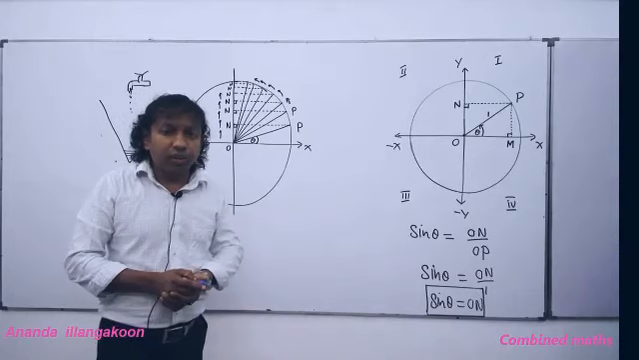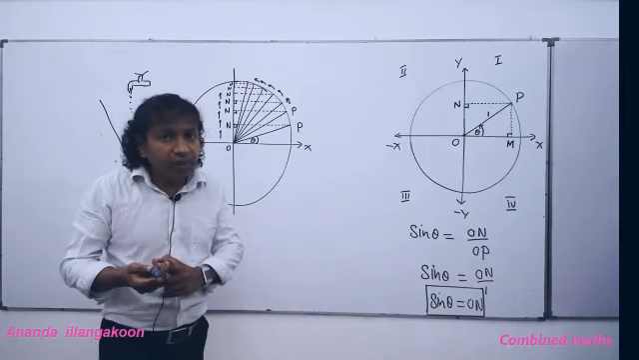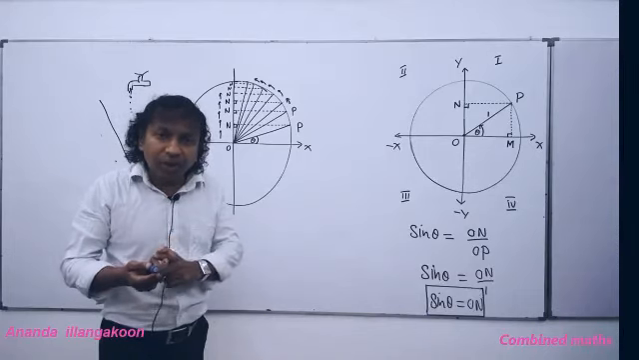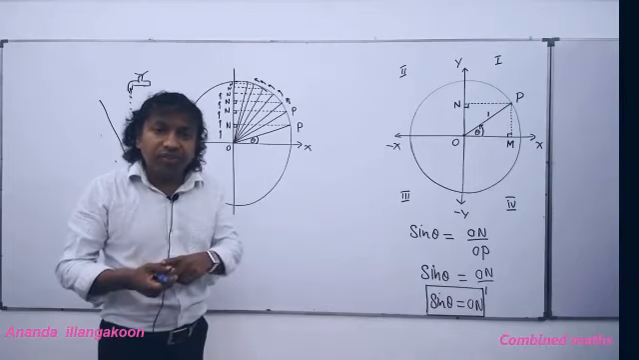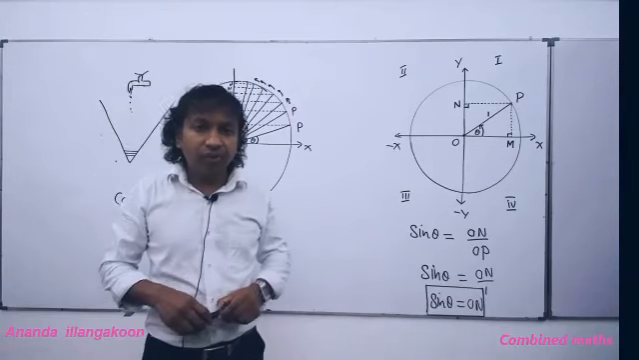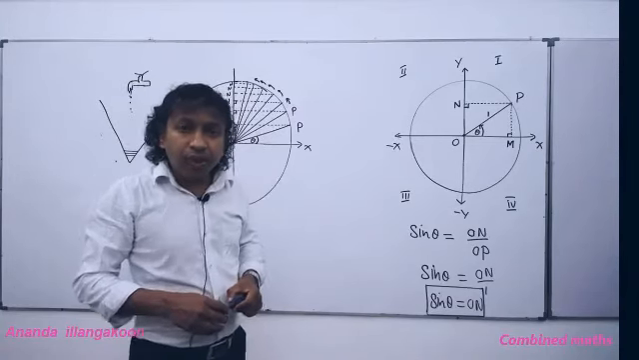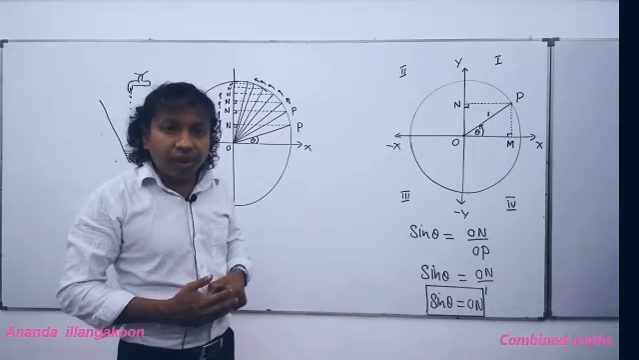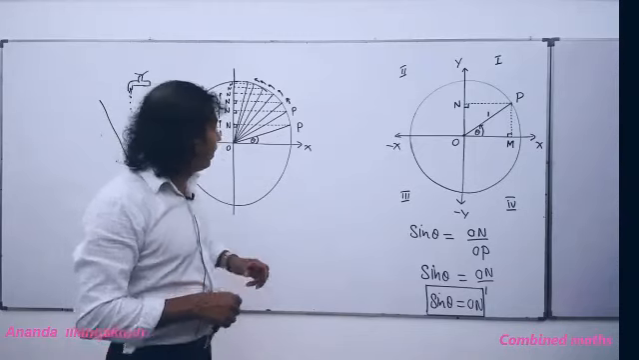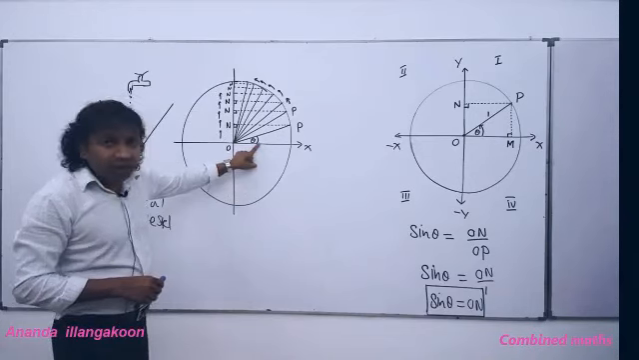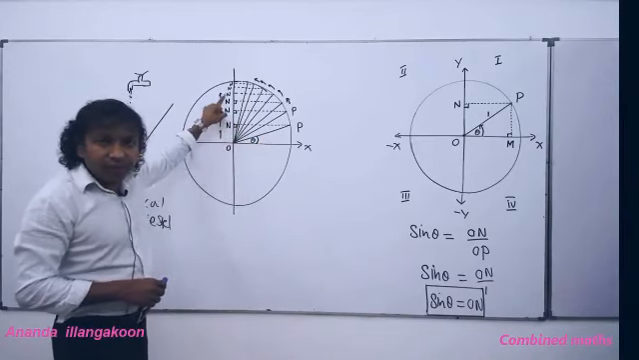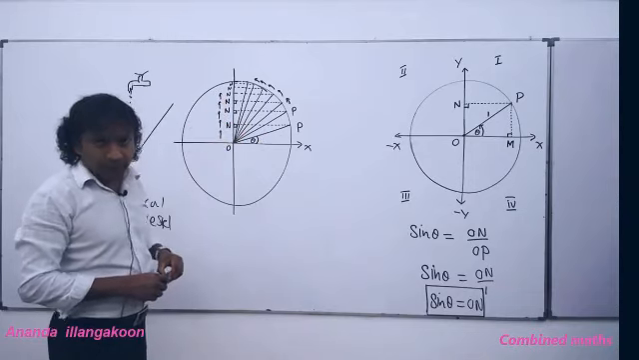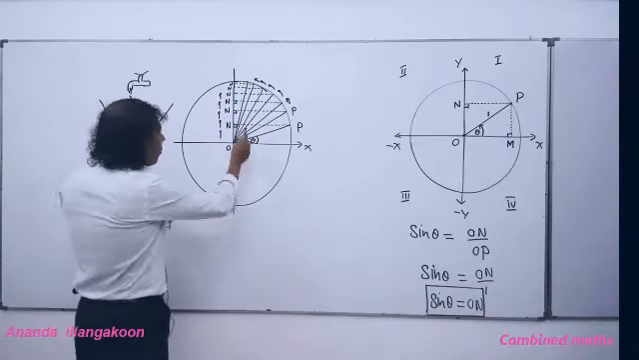Corresponding sin theta: sin 0 is 0, sin 90 is 1, sin 180 is 0, sin 270 is -1, sin 360 is again 0. That's enough. Then we discuss the way of drawing the sin theta graph. Before that, we will explain like this: when theta increases in the first quadrant from 0 to 90, ON increases but the increasing rate decreases.